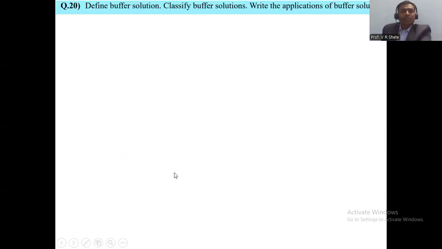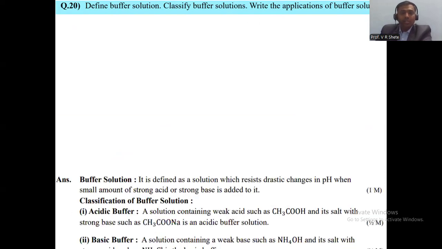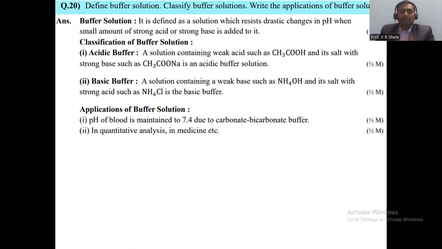Next, 20 number question. Define buffer solution and classify the buffer solution. Write the applications of buffer solution. So there are 3 questions in this one, 1 mark for each question. First one, buffer solution. It is a solution which resists the drastic change in pH, or the sudden change in pH, after addition of strong acid or strong base.